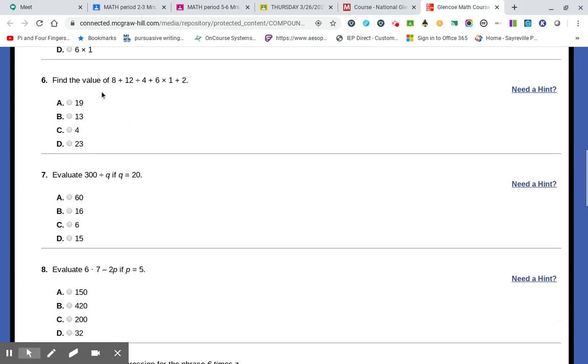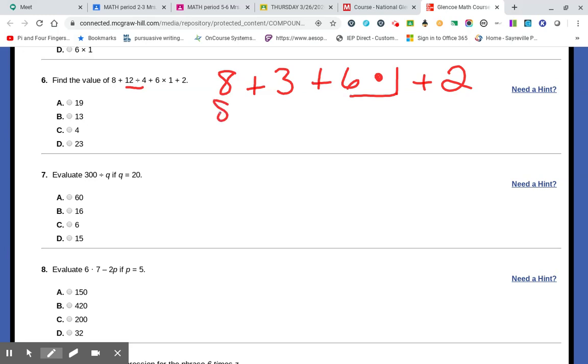Number 6, find the value of 8 plus 12 divided by 4 plus 6 times 1 plus 2. First thing we're going to do is, just like in the last one, we're going to divide. So it's going to be 8 plus 12 divided by 4 is 3 plus 6 times 1 plus 2. The next thing you're going to do is 6 times 1, because we have to get rid of all multiplication or division. 6 times 1 is 6 plus 2.